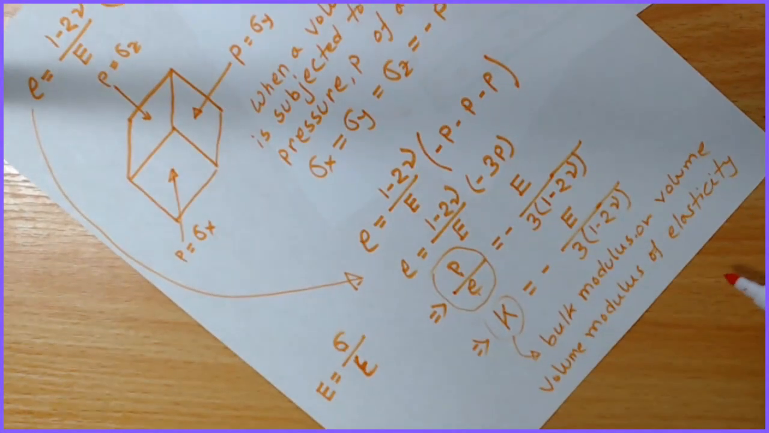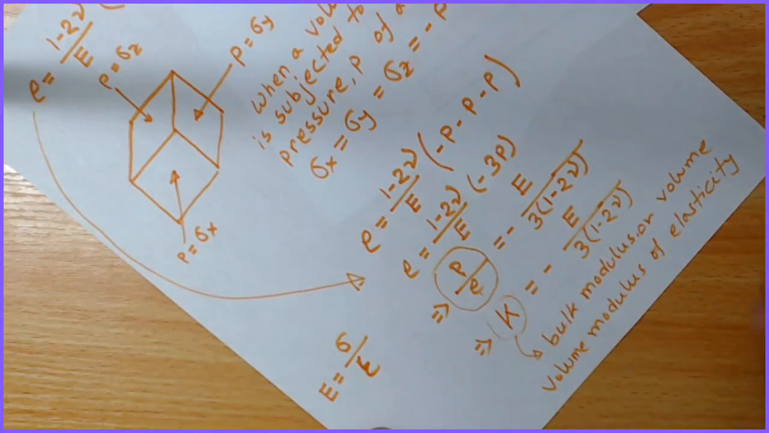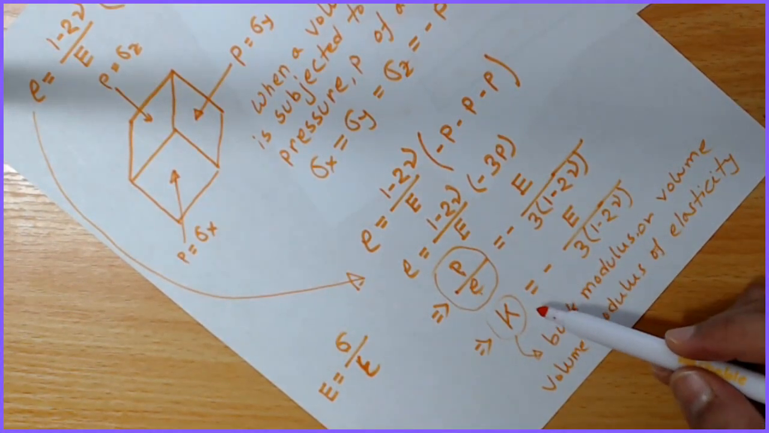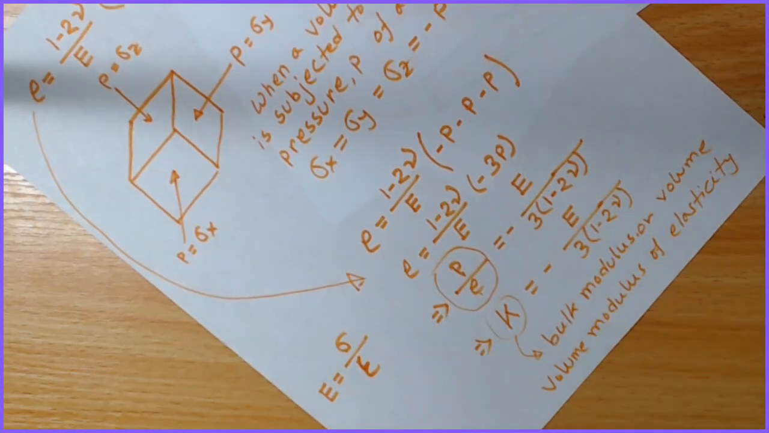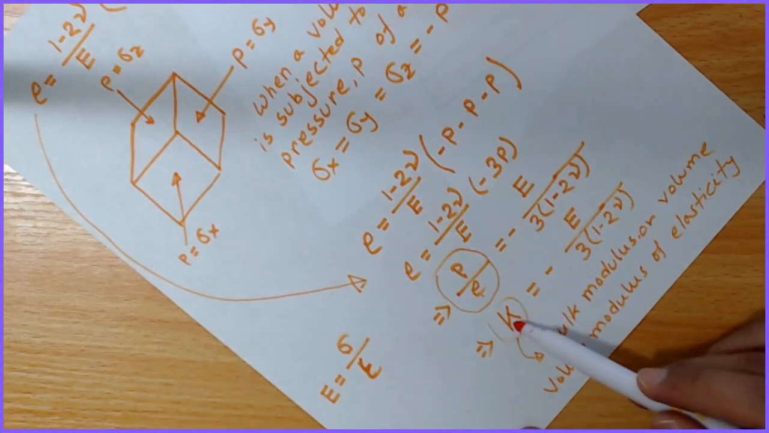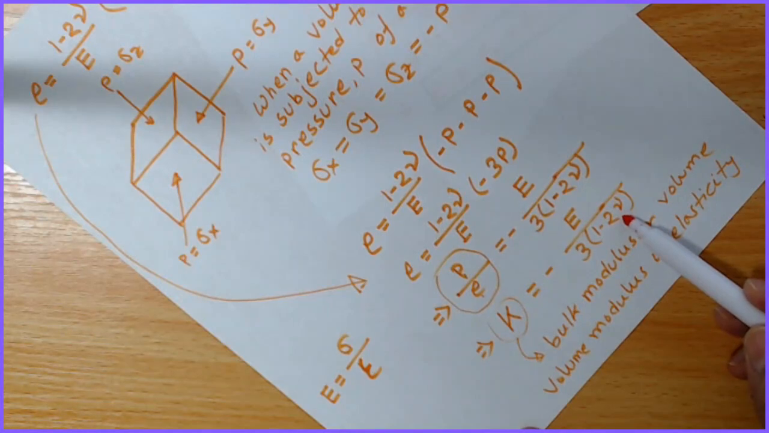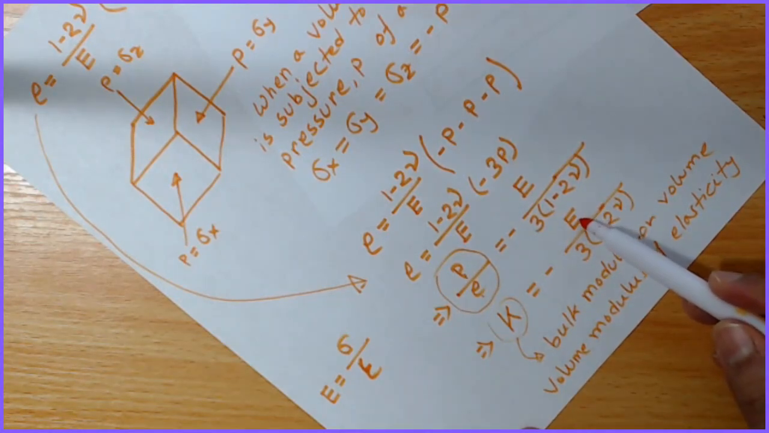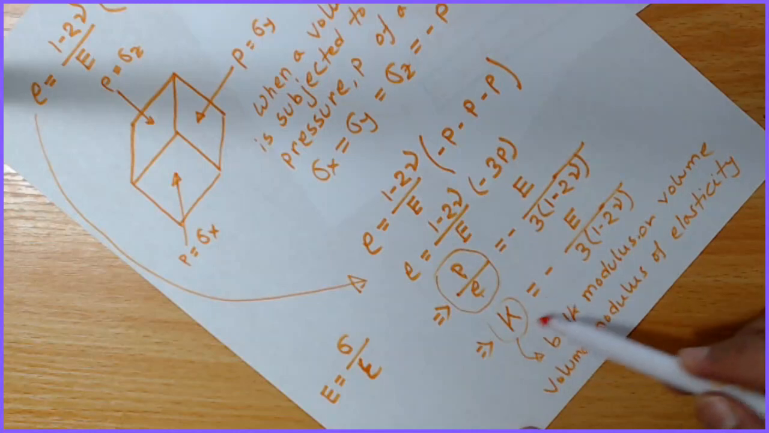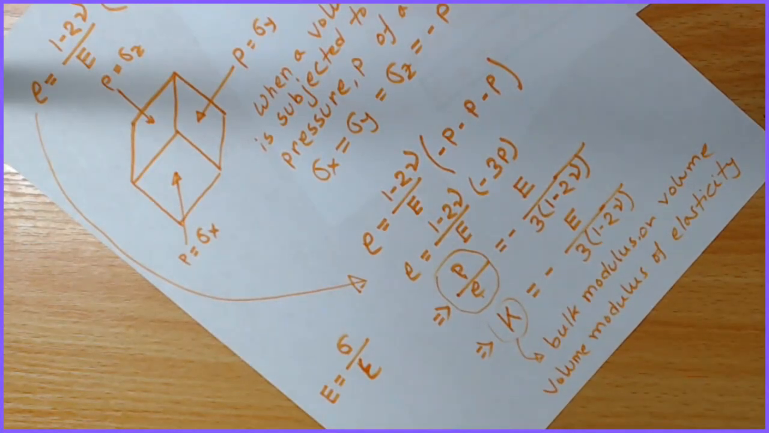This bulk modulus is extensively used in engineering. I hope after today's class you get the idea of what the bulk modulus is. Bulk modulus is actually the volume modulus of elasticity, and you can easily find it from the Young's modulus and the Poisson's ratio. So if you know your Young's modulus or elastic modulus and the Poisson's ratio, you can easily calculate the bulk modulus.